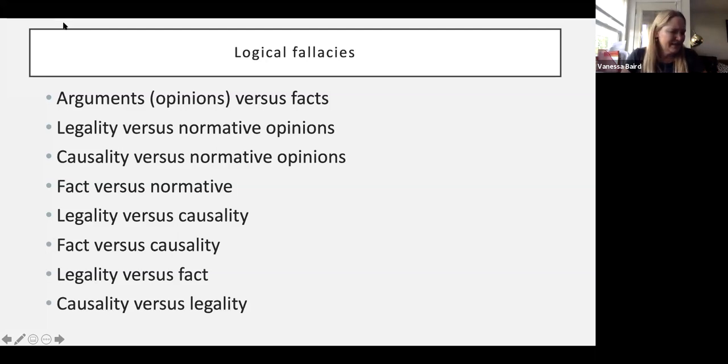And I think that's what the suggested project is for this part of the semester. I might have a couple of them, but one is to write an essay showing that you've seen people confusing legal arguments with normative arguments, or normative arguments with causal arguments.